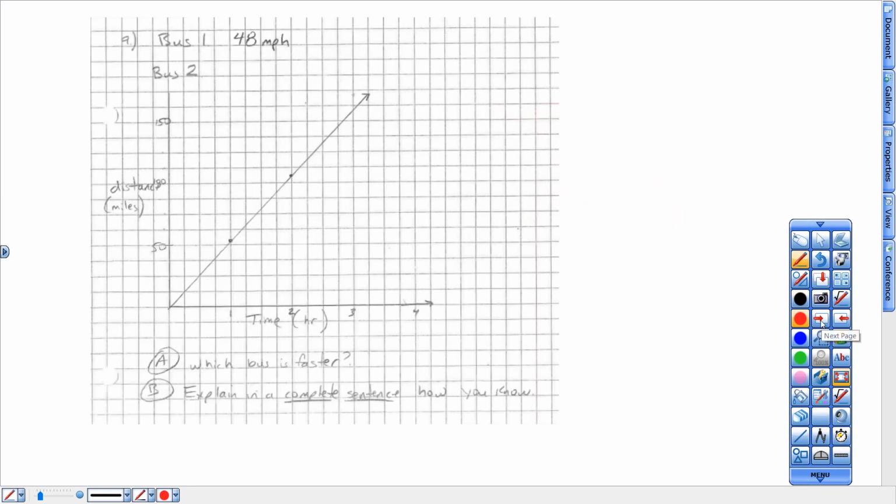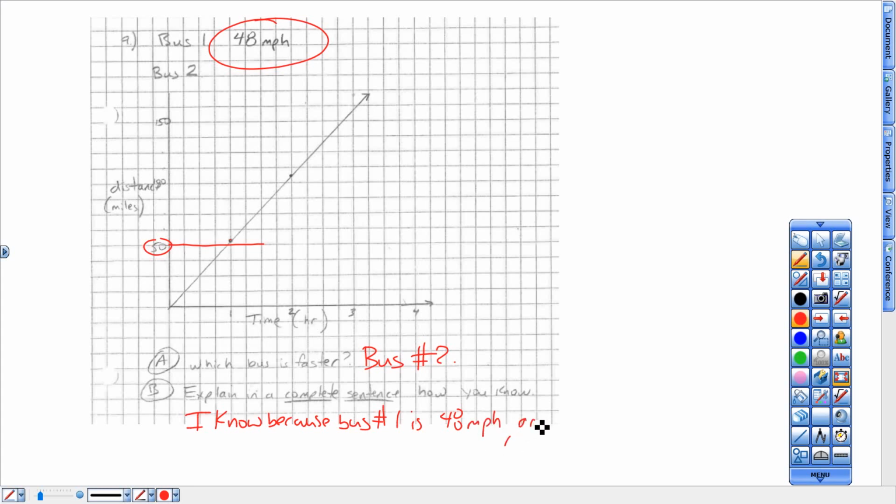All right, moving on. Number 9. For this guy, which bus is faster? Bus number 1, 48, and then I could see this is 50, and then that dot is just above the 50 line. So how do I know which bus is faster? Bus number 2. How do I know? I know because bus number 1 is 48 miles per hour and bus 2 shows above 50 miles per hour. So that's how I know. Graph number 2, bus 2 shows above 50 miles per hour. Bus 1 is below. So I know bus 2 is faster because anything above 50, 51, is bigger than 48. All right, moving on.